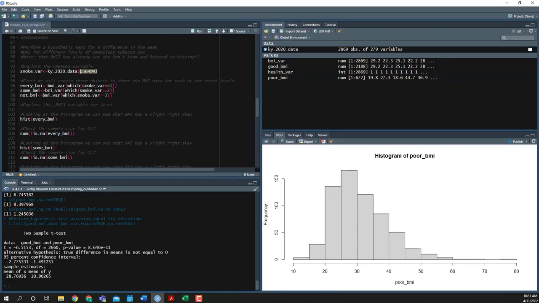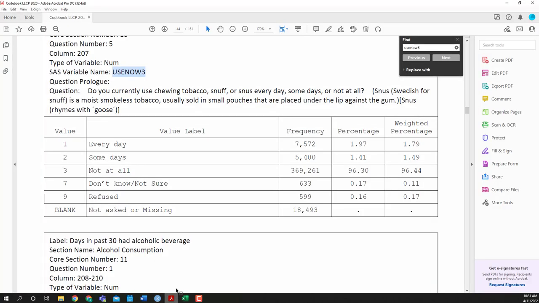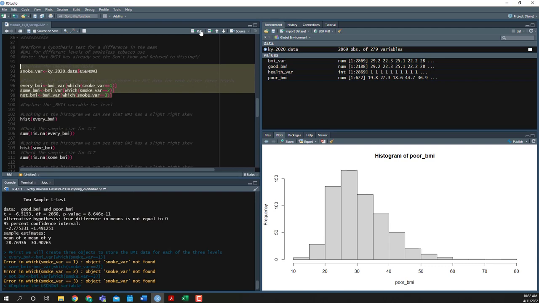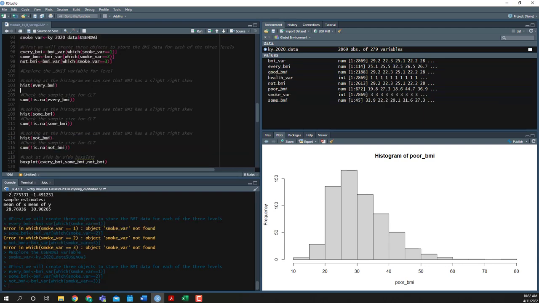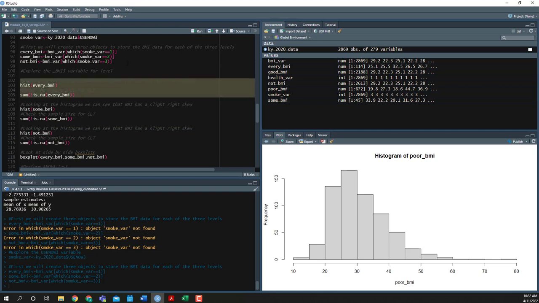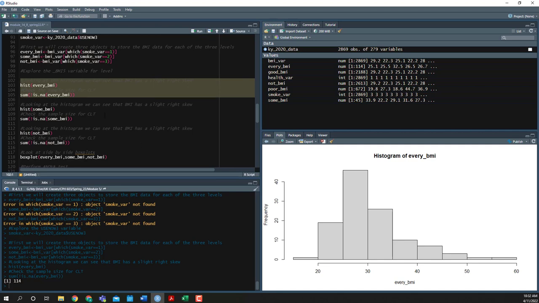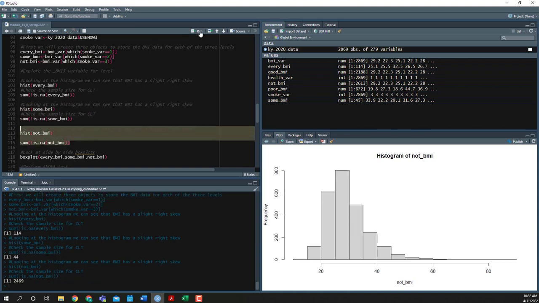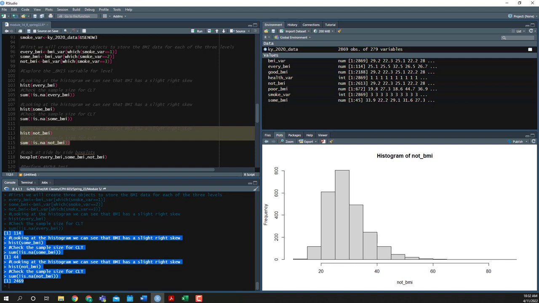So just like we did earlier with the health variable, we are going to find the BMI values for those that use every day, those that use some days, and those that do not use. So again, just as a reminder, that's what those values represent. Right, so we're going to create this. This is very similar to what we did in the previous step. I need to run that first line first. Okay. And now, just like before, we're going to look at a histogram and the number of observations in each of those groups. So here is for the everyday users, and we have 114 observations. Here are the some day users. We have 44 observations. And here is for the non-users, and we've got 2,469. Now it is okay that we have unequal sample sizes here.